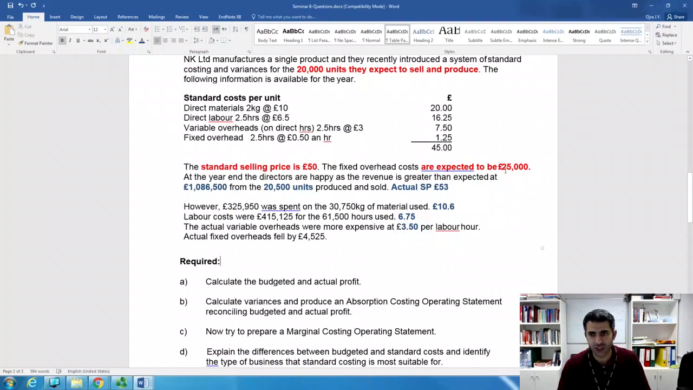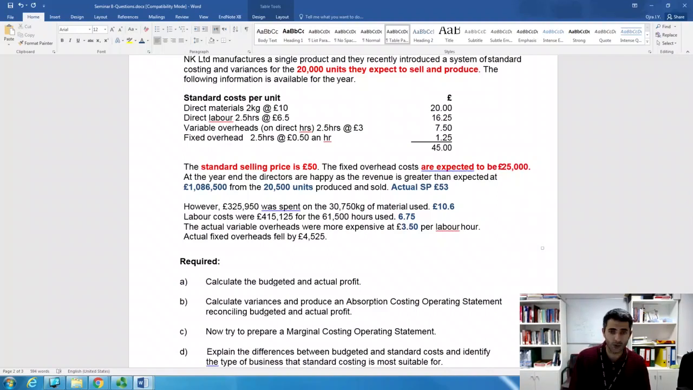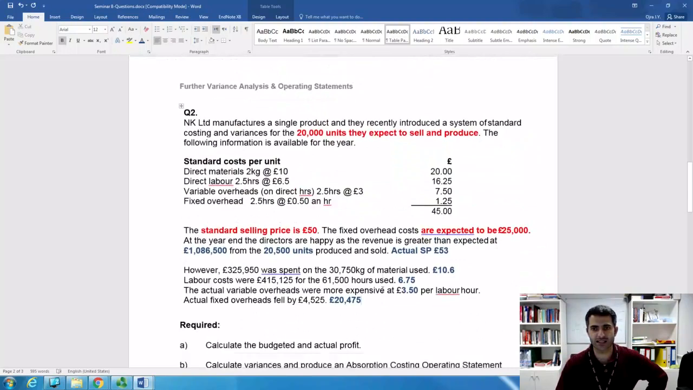So what we need to do is minus this from the £25,000. If you take away £4,525 from £25,000, this is £20,475. So this is the actual fixed cost. Okay, that's clear.